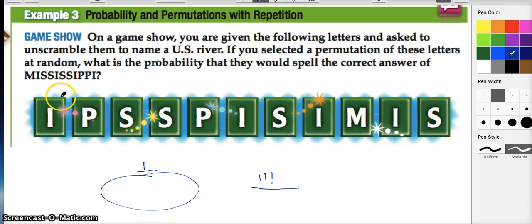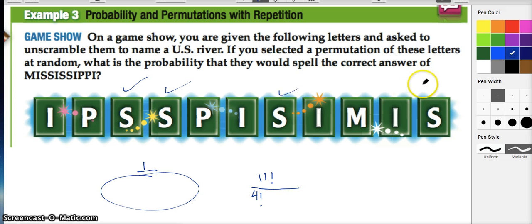So I have how many I's? I've got 1, 2, 3, 4 I's. So I'm going to divide out by 4 factorial because there's 4 different ways to organize these 4 I's such that we get a repetition of 4 factorial or 24 different things that are actually the same. I hope that made sense. It makes sense in my head.